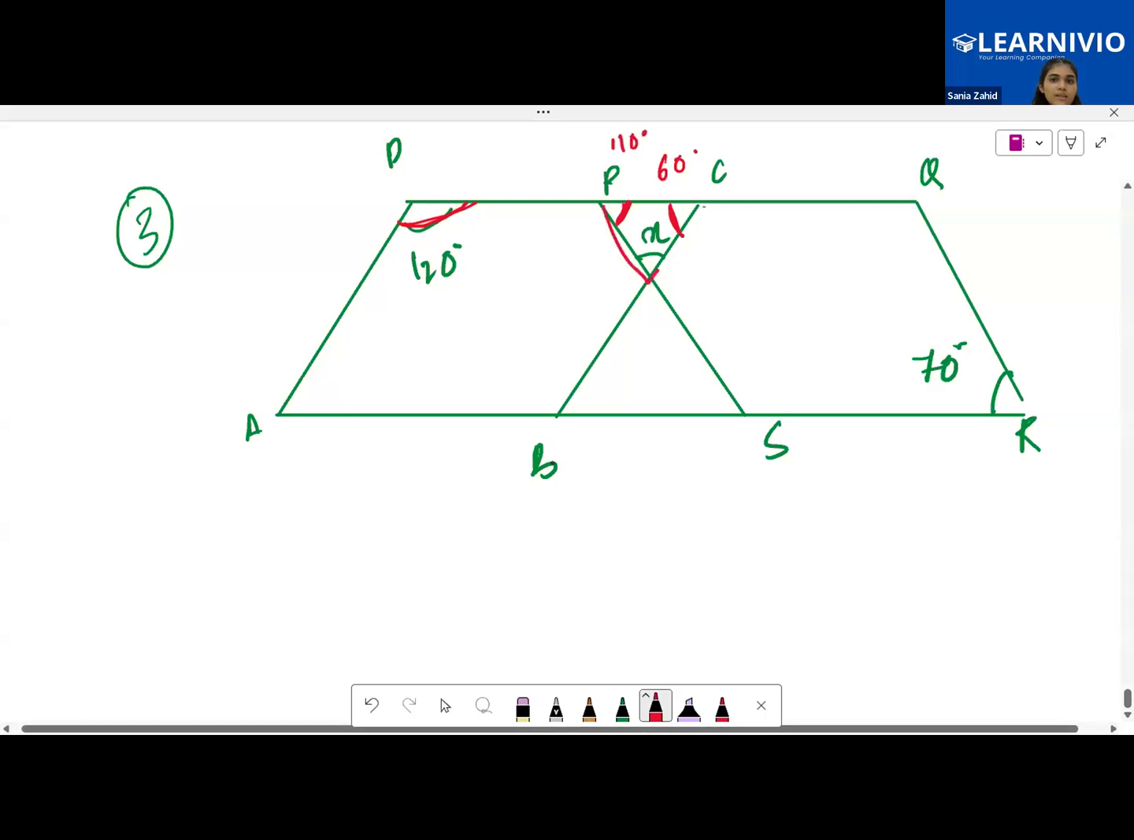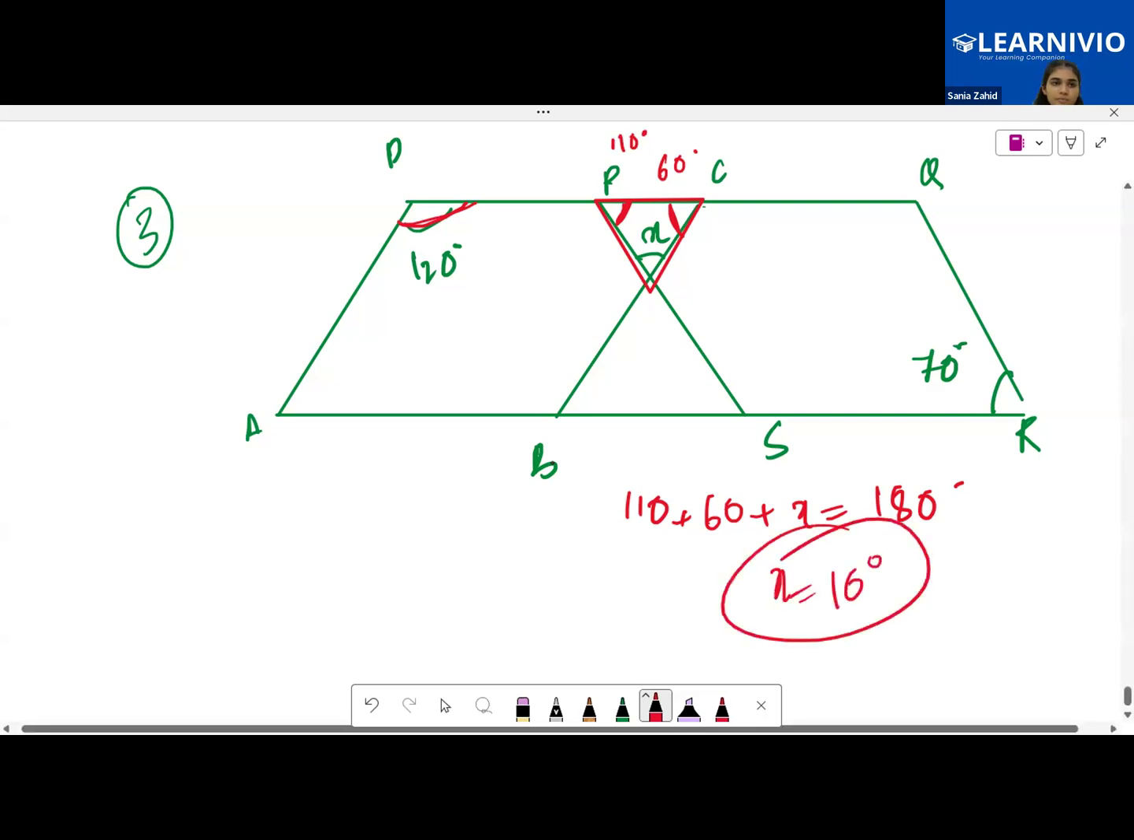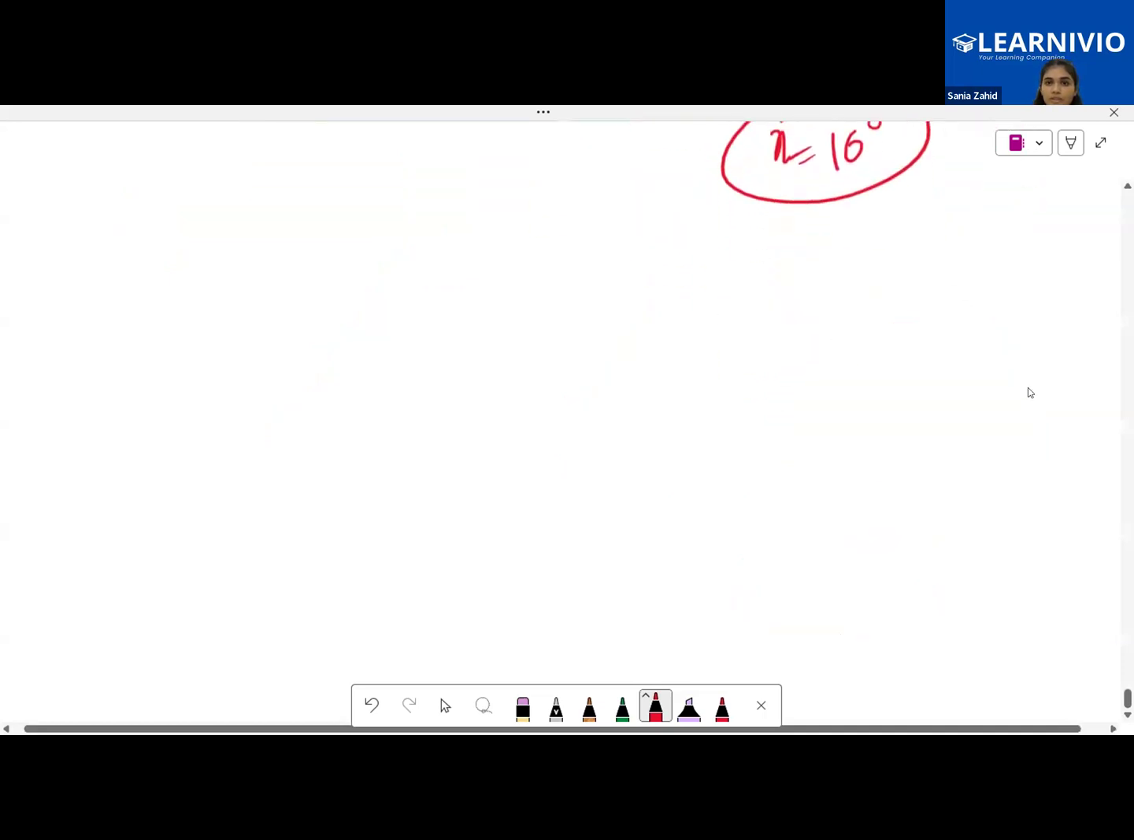Okay, so now use the angle sum property in this triangle. You have 110 plus 60 plus x will give you 180. Now find x. Ma'am, x is equal to 10 degrees. What are you saying? x is equal to 10 degrees. Okay, x is equal to 10 degrees is correct. Good.